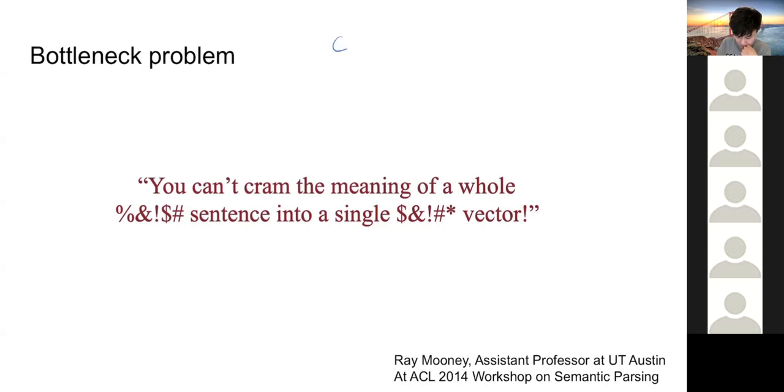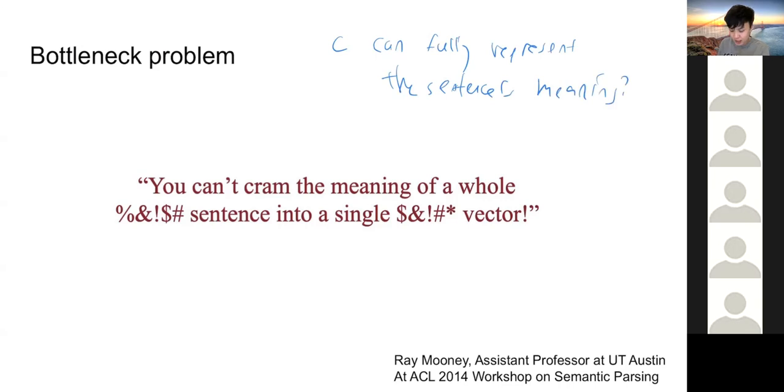Are you sure that C can fully represent the sentence's meaning? It's an assumption that we had. I mean, we can definitely encode the sentence meaning into this single vector, but can you really do that? There was a workshop in 2014. Of course, this quote is not specifically about this encoder-decoder framework, but the point is, can you really contain the meaning of the entire sentence in a single vector? That's usually very hard, and it's still hard these days. So maybe this assumption is not really achievable, containing the entire sentence's information without any loss in a vector. That is what people call the bottleneck problem.